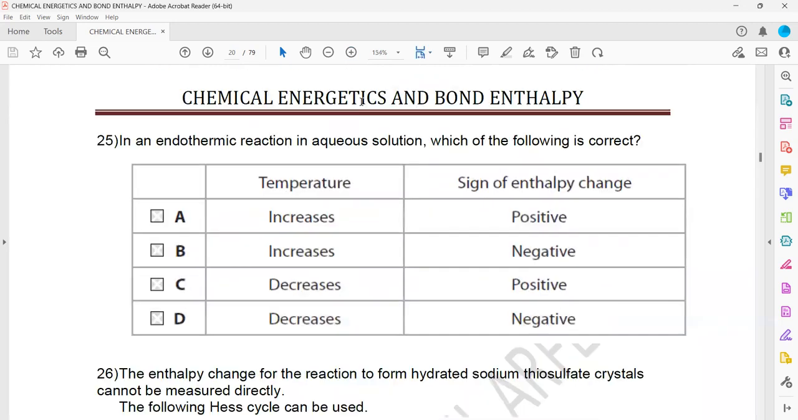In question 25, in an endothermic reaction in aqueous solution, which of the following is correct? When an endothermic reaction occurs, the heat energy is being absorbed. So it will feel colder, the surrounding temperature of the mixture decreases because the reactant particles absorb energy. What is the sign for enthalpy change? It will always be positive. So C will be the right answer.